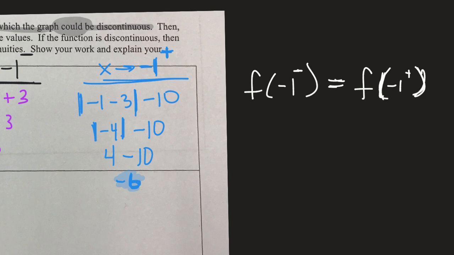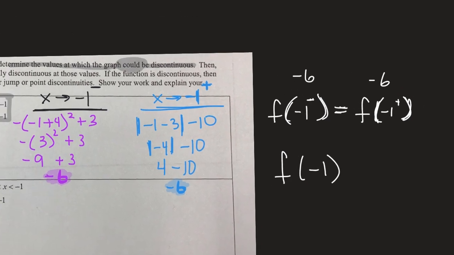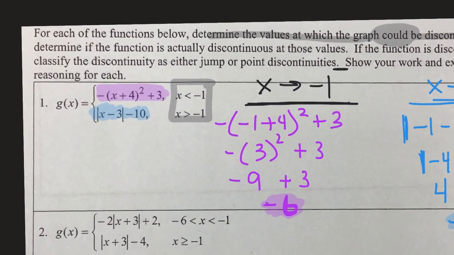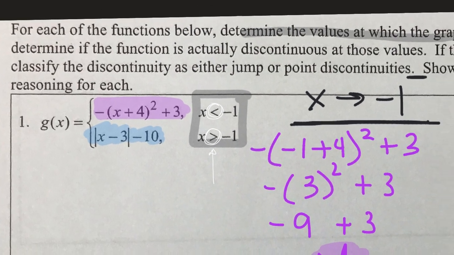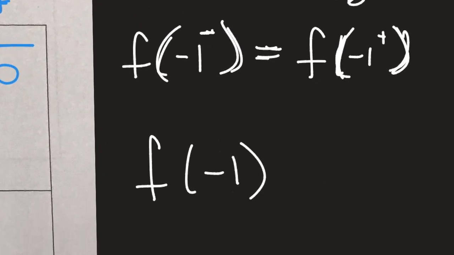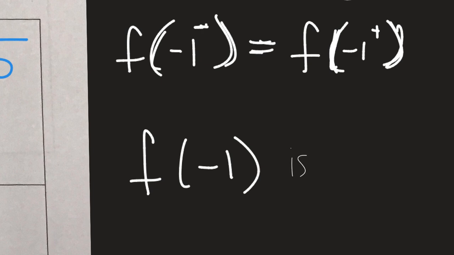Okay, so pretty good, right? But now, what about exactly at -1? So the left side goes to -6, the right side goes to -6. What's happening exactly at -1? Is there anywhere for me to plug in -1? Right, it can't go here because it says greater than. It can't go there because that says less than. So is there a place for -1 to exist? The answer is no. So f of -1 is undefined.